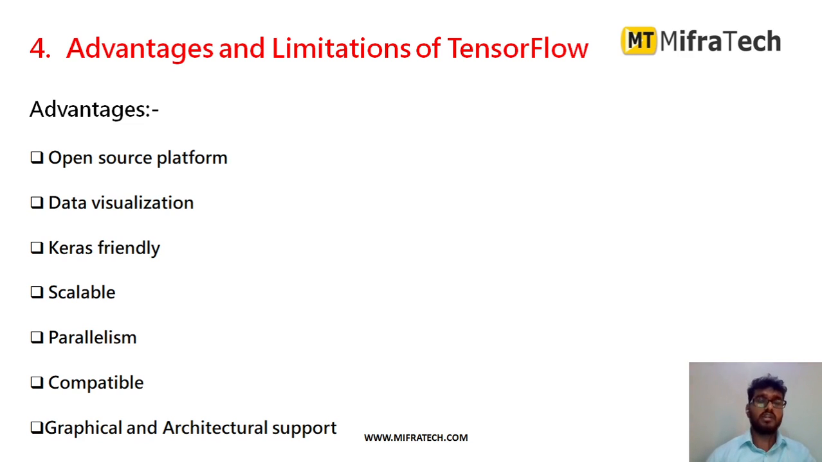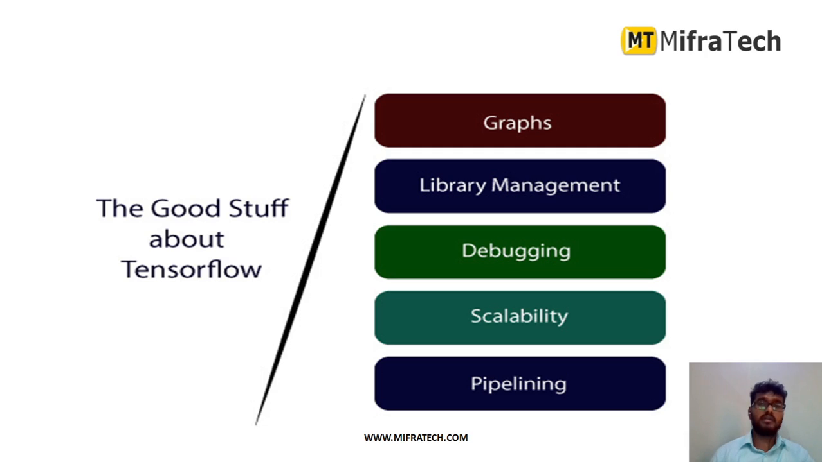So those are the different operations we can perform using TensorFlow. Still, there are a lot of neural network related operations we can do. So what are the advantages and limitations of TensorFlow? As I told, it is an open source platform and it helps in data visualization. It is Keras friendly because Keras is built on top of TensorFlow, so it makes use of Keras in deep learning operations. It is scalable, it gives parallelism, and it is compatible. It is both graphically and architecturally supportable, and it provides good library management. It helps in debugging, scalability and pipelining. So these are the different features or advantages of using TensorFlow.